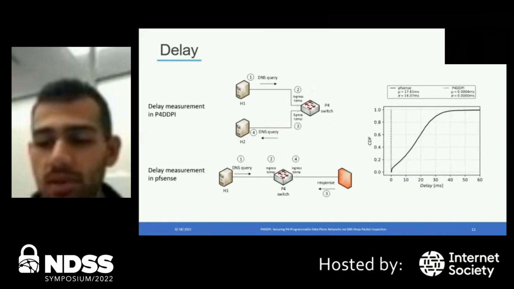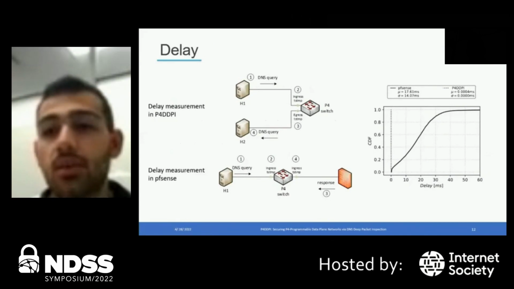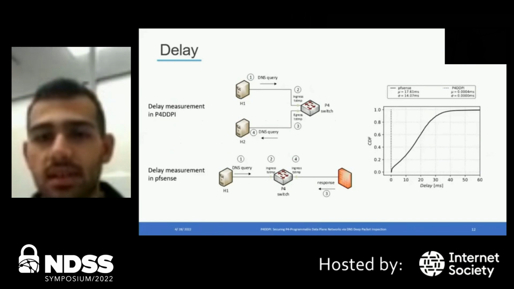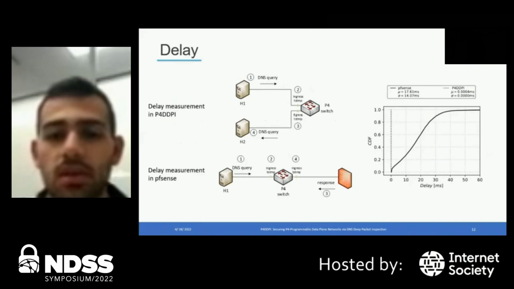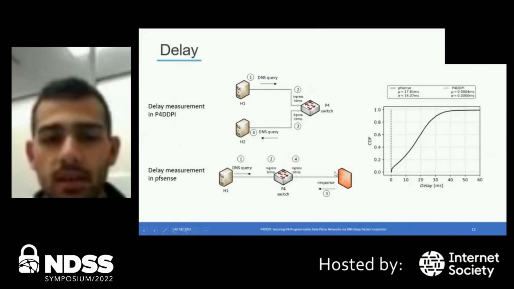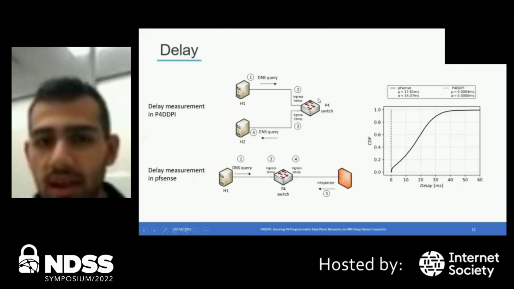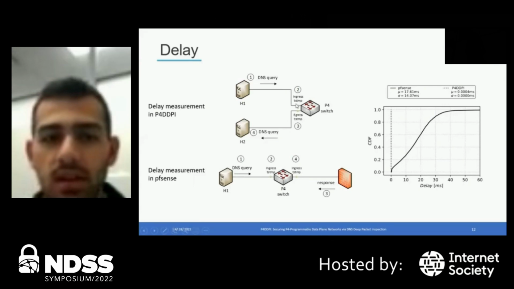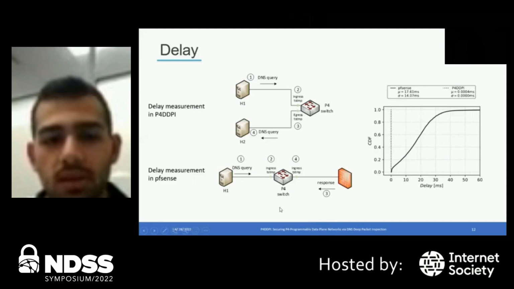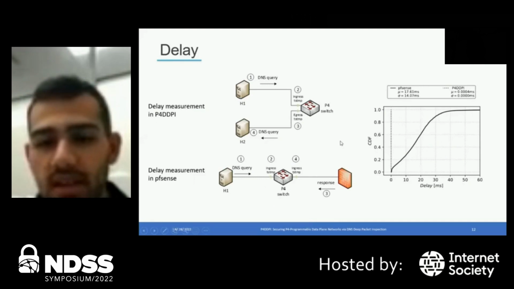Another metric that we were interested in measuring is the delay, which is how long the DNS packet spends in the P4 switch or the pfSense firewall. In order to measure the timestamps accurately, we also use a P4 switch to tag on the egress packet and measure how long the packet stays.